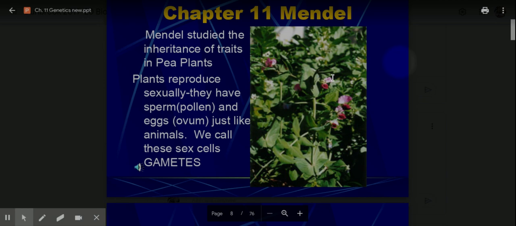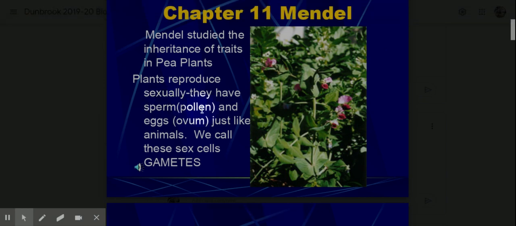So again, big picture here. The pollen of a plant is equivalent to the sperm of an animal. Same thing. These are gametes. These are 50% the genetics of each parent. So just like a male sperm for a human would have 50% DNA, and an egg from a human female would have 50%, same with a plant.